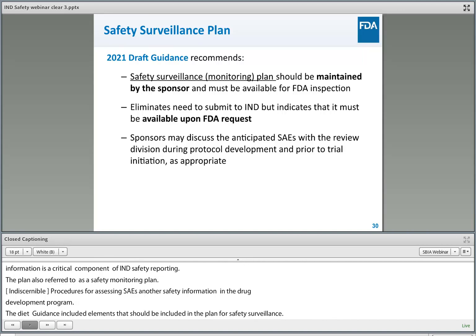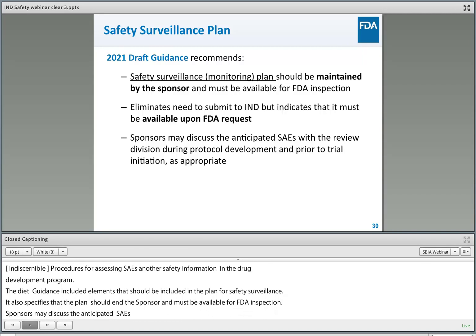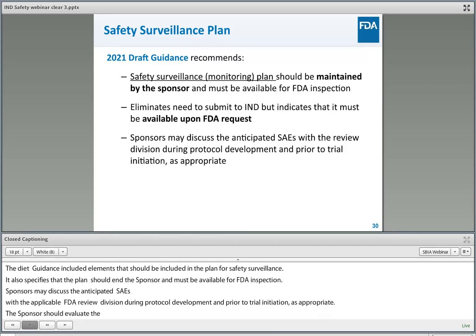Sponsors may discuss the anticipated SAEs with the applicable FDA review division during protocol development and prior to trial initiation, as appropriate. The sponsor should evaluate the safety surveillance plan as the development program progresses and the safety profile of the product evolves to determine whether the plan should be updated. The plan should be maintained by the sponsor and must be available for FDA inspection as required under 312.58(a).